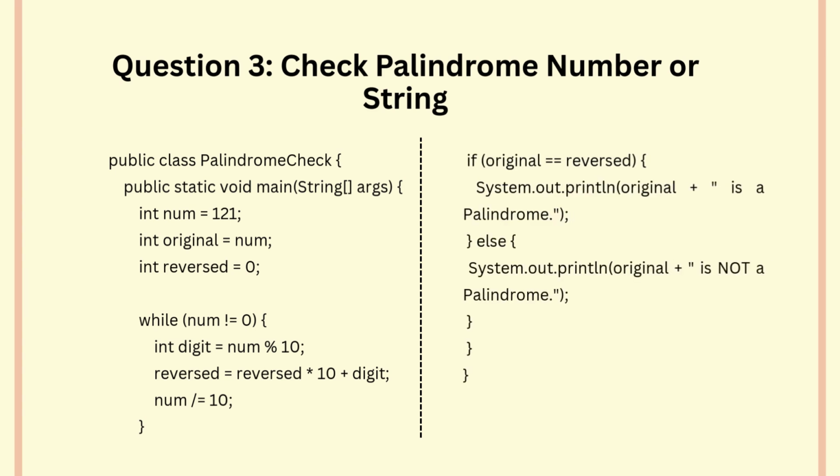At the end, we check. If original and reversed are the same, then the number is a palindrome. Otherwise, it is not a palindrome. Since 121 reversed is also 121, the output will be 121 as a palindrome.